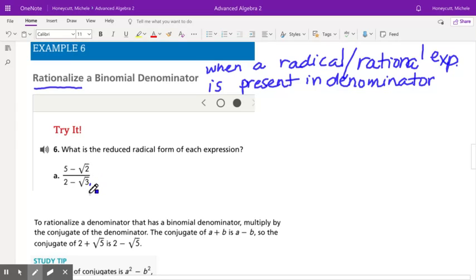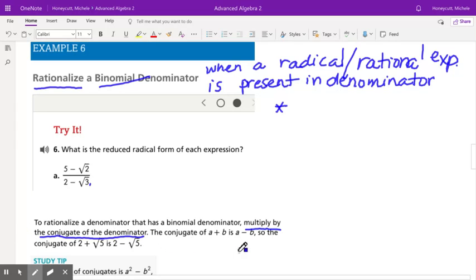The way we do that whenever there's a binomial, remember, a binomial has two terms. So you're looking at something like 2 minus a square root. Two terms. You're going to multiply, here it is right here, by the conjugate of the denominator.